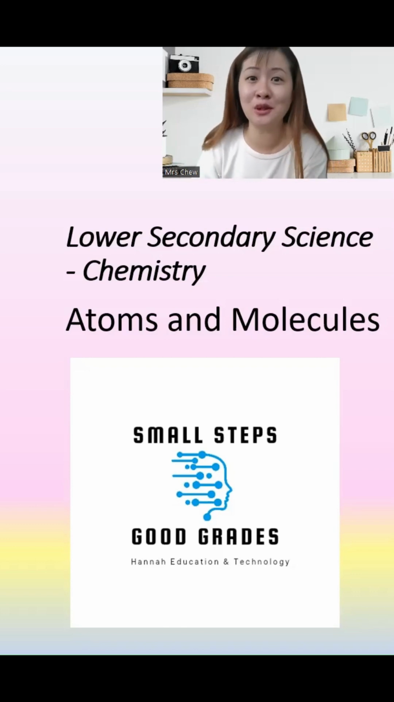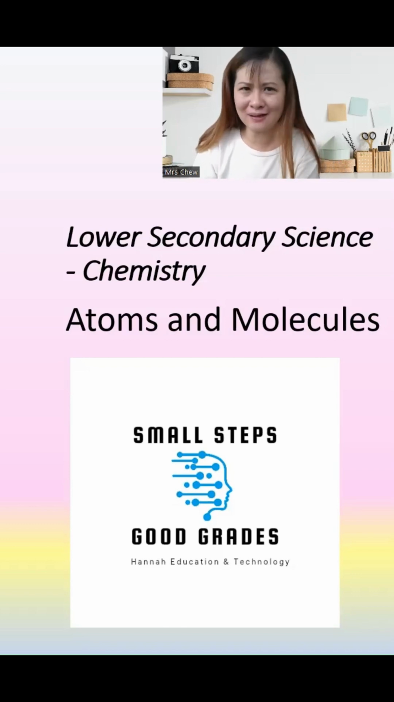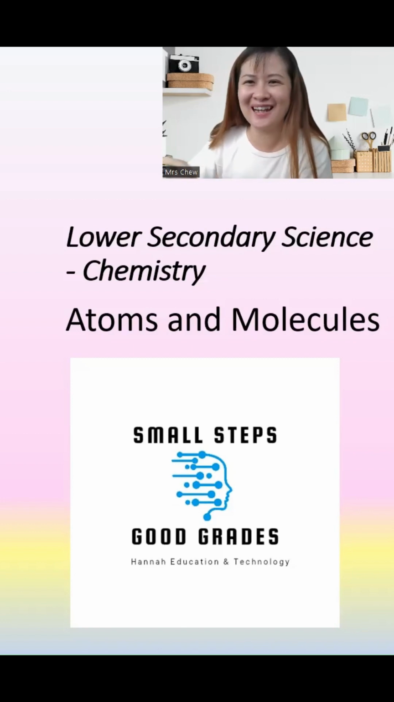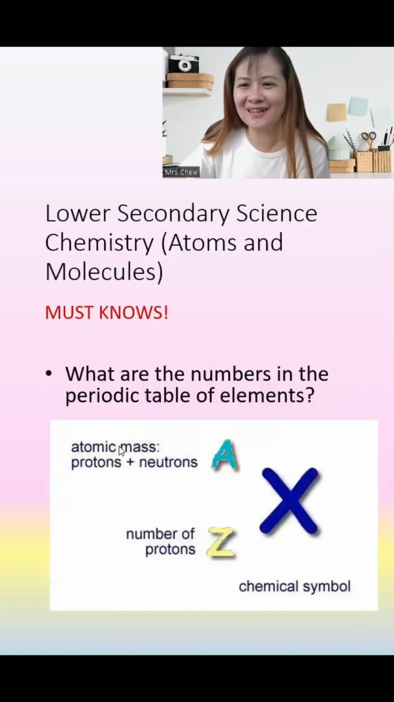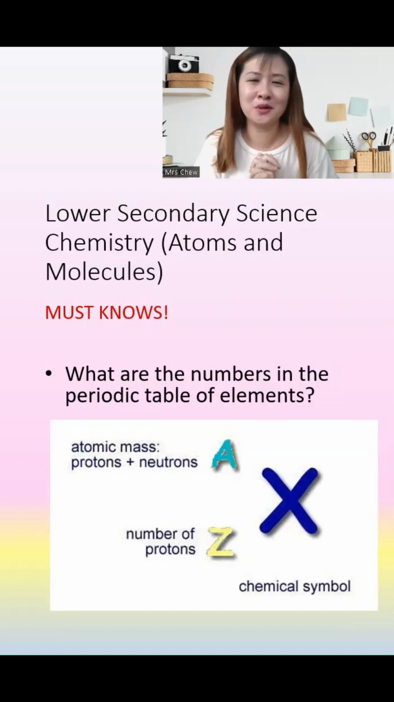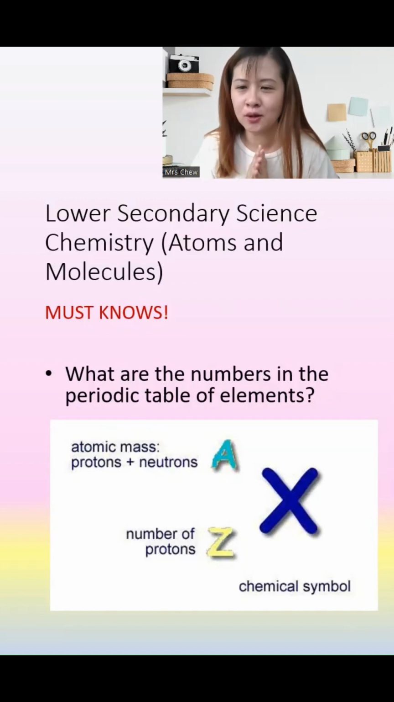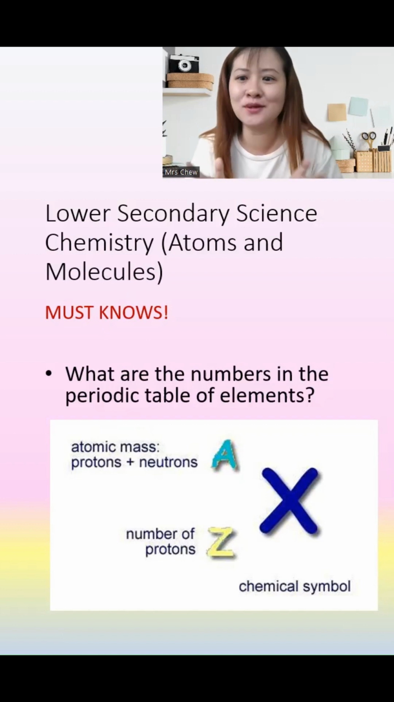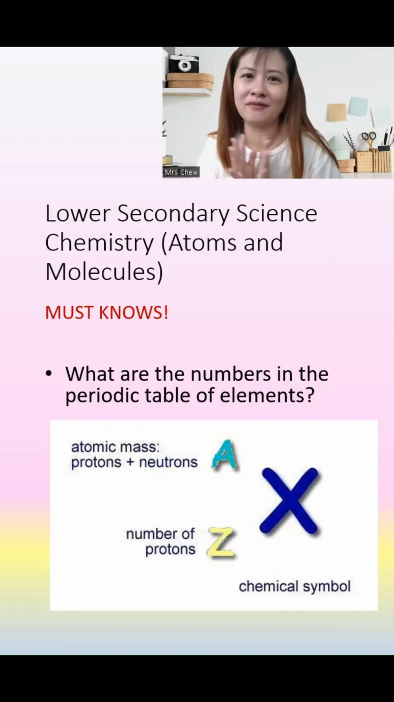Today we are going to do lower secondary chemistry, atoms and molecules. Let's go. So there are some must-knows that I'm going to go through in this short video. So what are the numbers that you see on the periodic table of elements?